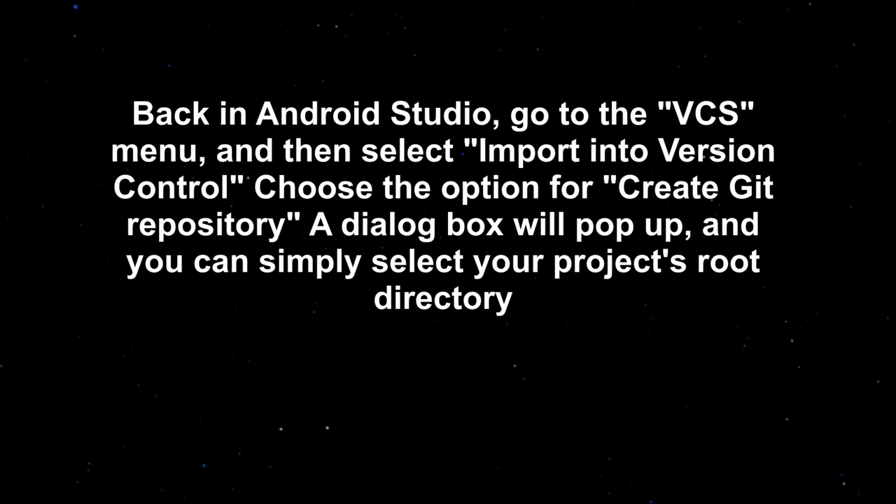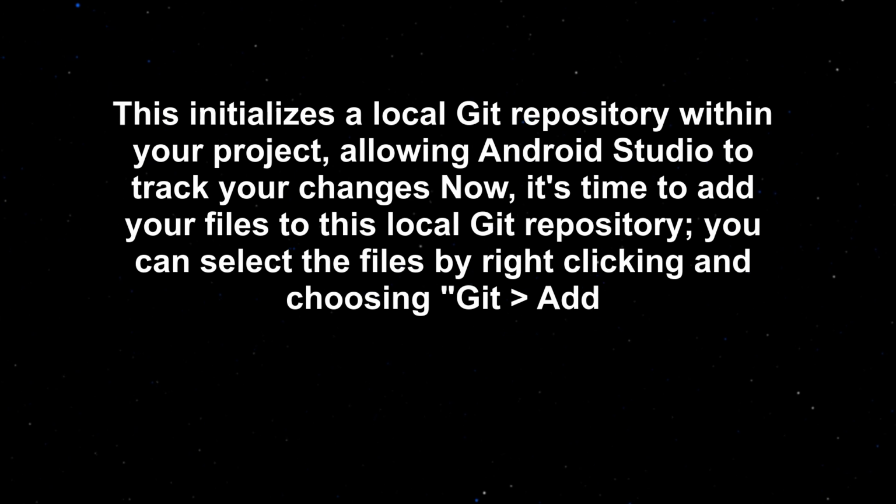In Android Studio, go to the VCS menu, and then select Import into version control. Choose the option for Create Git Repository. A dialog box will pop up, and you can simply select your project's root directory. This initializes a local Git repository within your project, allowing Android Studio to track your changes.